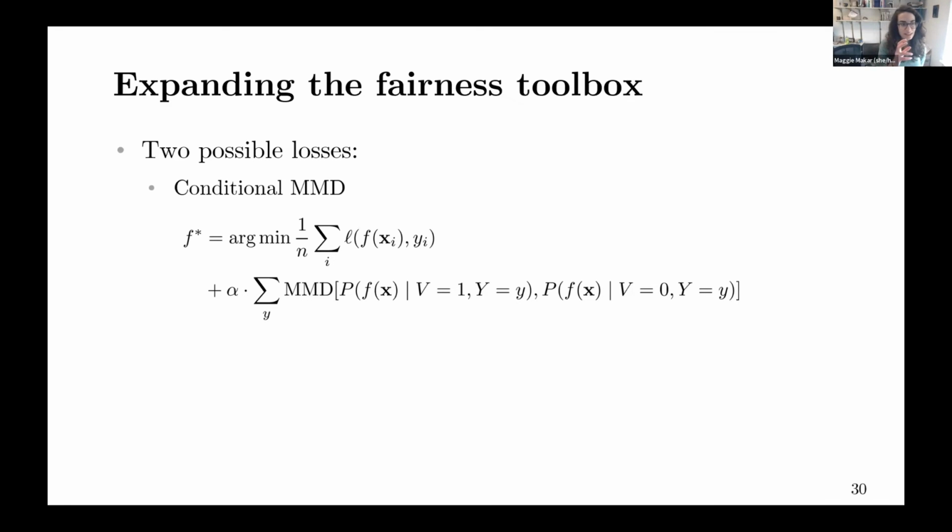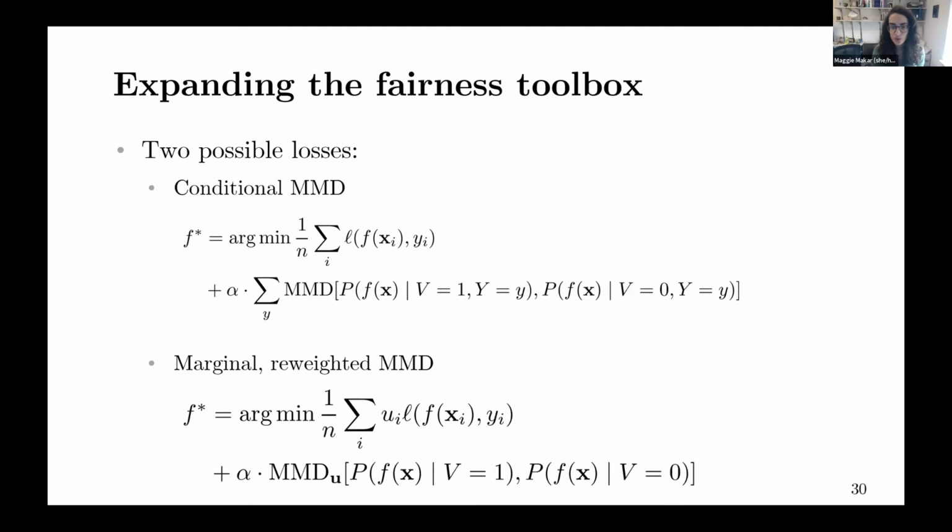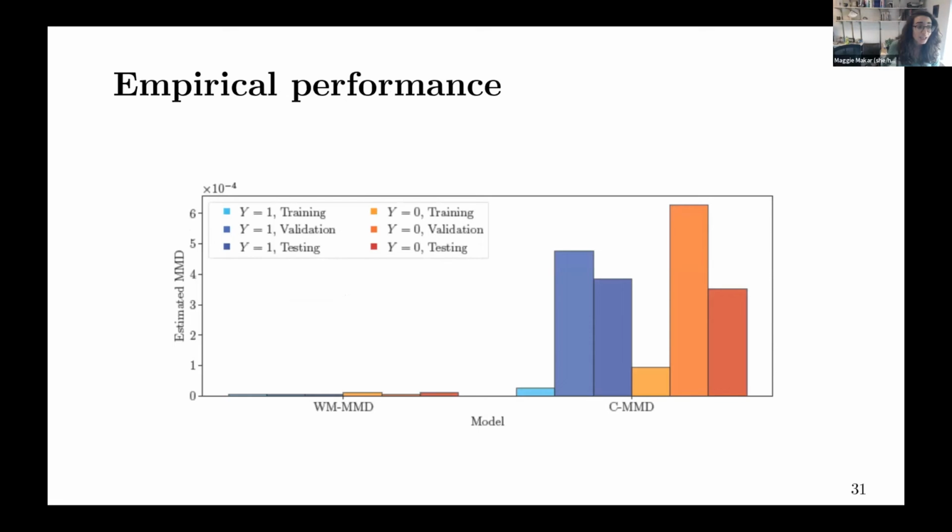So what we realized is that asymptotically, the objective that you're seeing on the slide is equivalent to the marginal reweighted MMD that I showed you in the previous slides, which is you're minimizing the weighted loss and you're minimizing the weighted but marginal MMD. And you can show that those two losses are equivalent asymptotically. In finite samples, those two losses are not identical. They will have different advantages and disadvantages.